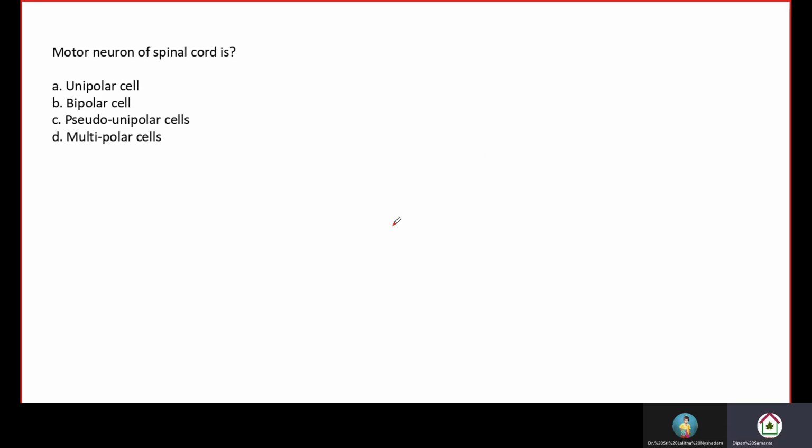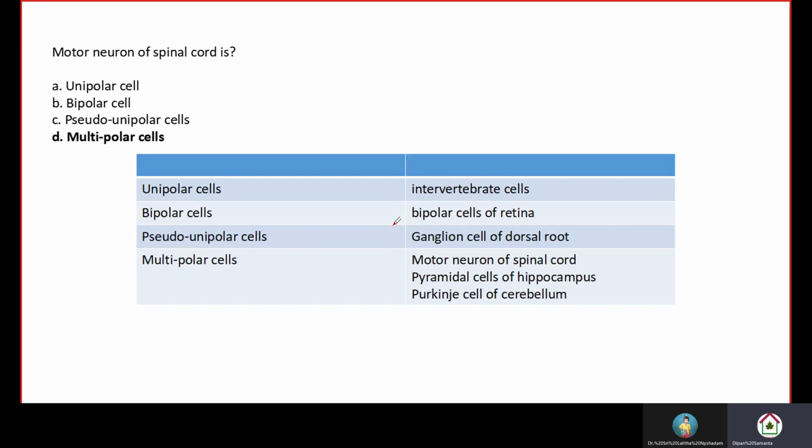So motor neuron of spinal cord is unipolar cell, bipolar, pseudo-unipolar, multipolar. So the answer is multipolar. This is quite an information-based direct question. Unipolar cells are invertebrate cells. Bipolar cells are bipolar cells of retina. Pseudo-unipolar cells, an example is ganglion cells of dorsal root, while multipolar cells are motor neuron of spinal cord, which is the question, motor neuron of spinal cord.